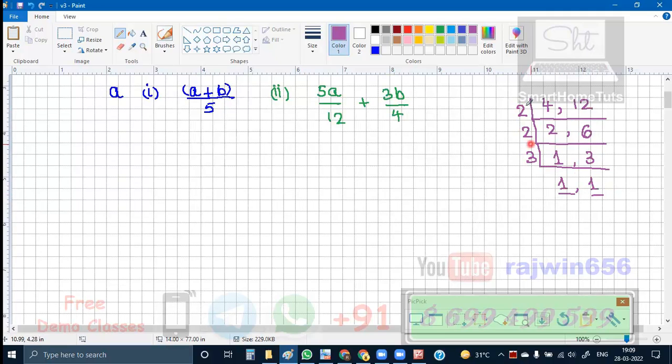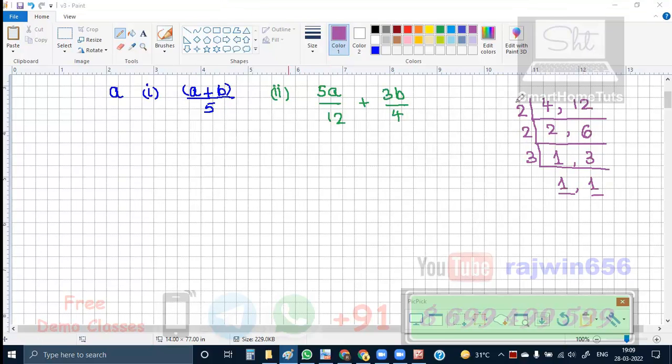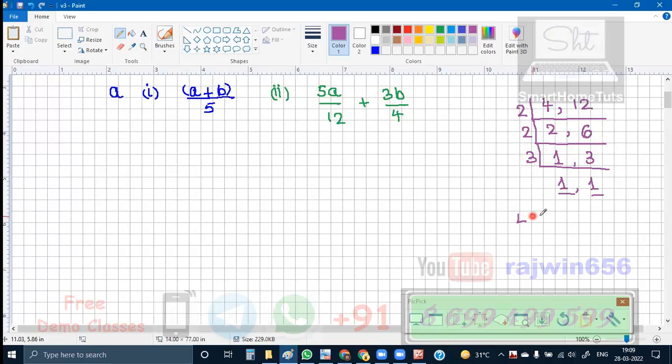When you multiply all these three numbers, which three numbers? These three numbers you are going to multiply. You are going to get the LCM. So what is the LCM over here? Okay, 2 into 2 into 3. This is your LCM. So 2 into 2 is 4 into 3, 12 is going to be the LCM.